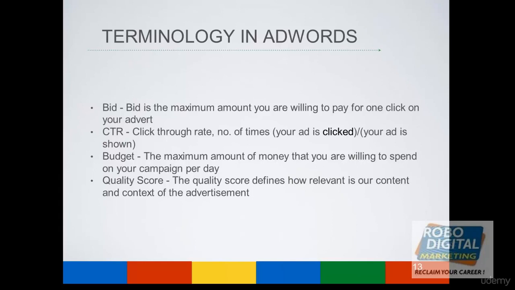The next thing is budget. This budget is the maximum amount you are willing to spend per day. In AdWords we define the budgets per day only. You can define it as 100 rupees, 500 rupees, 5,000 rupees or 10,000 rupees. It's purely up to you. It's per day, how much your budget is.